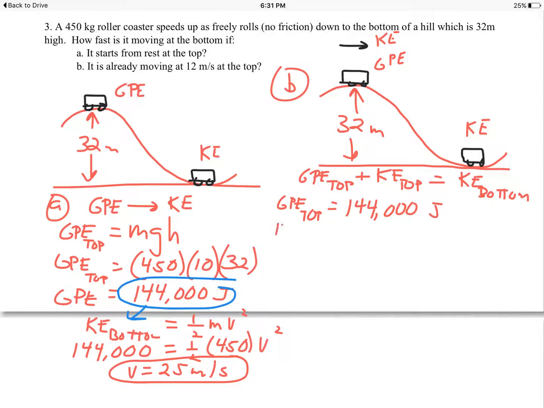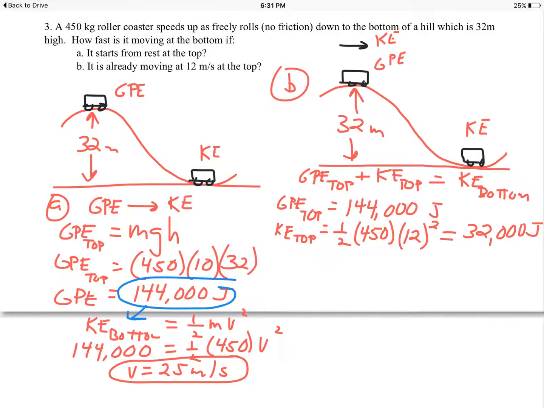But there's also a kinetic energy at the top. The kinetic energy at the top is going to be 1/2 the mass of the car, 450, times its initial velocity. It's already moving, in this case, at 12 meters per second, and we have to square that. Don't forget to square that. That's a mistake that's made quite often. If we do the computation here, it's going to be 225 times 144. That comes out to be 32,000 joules of kinetic energy at the top.